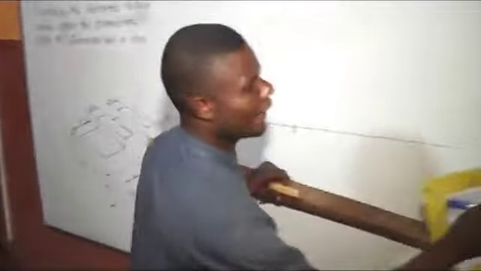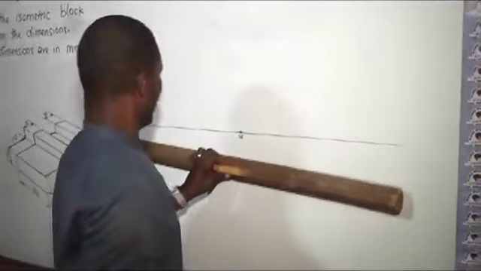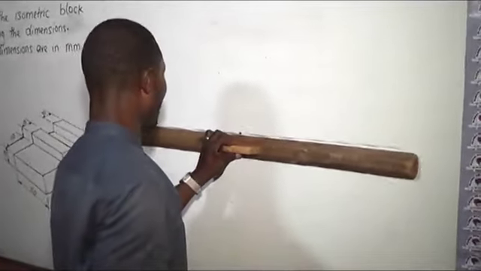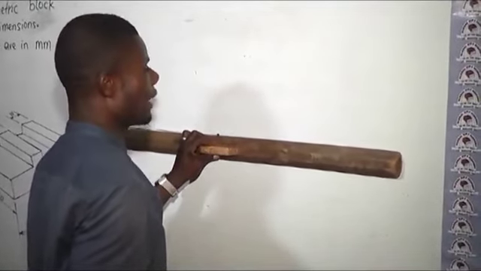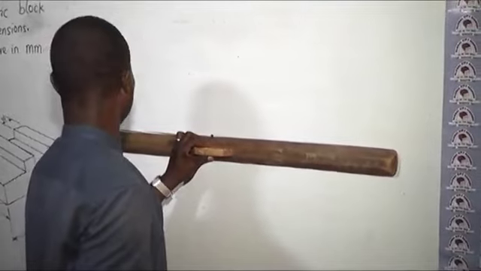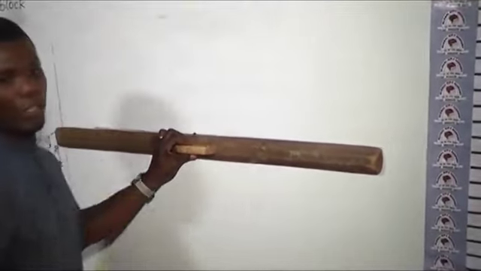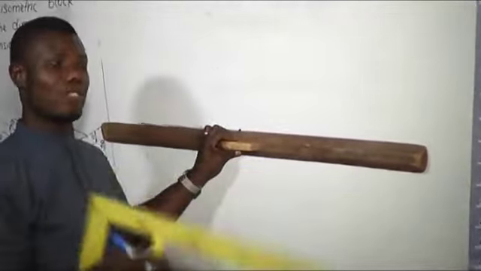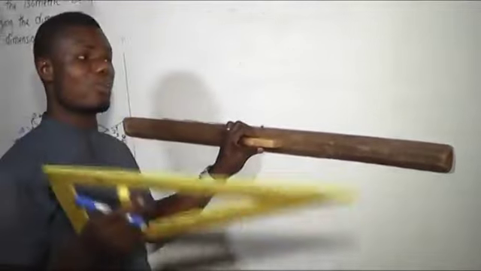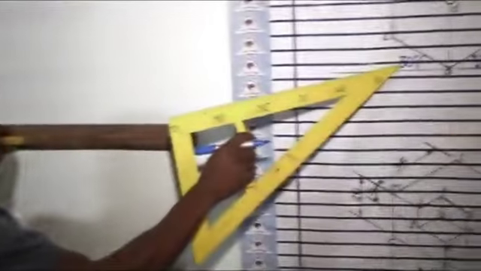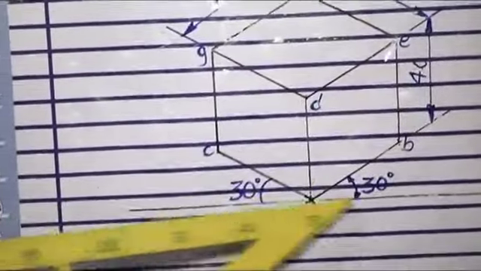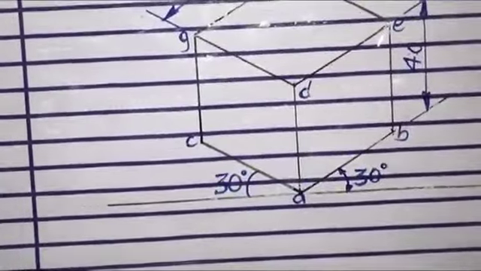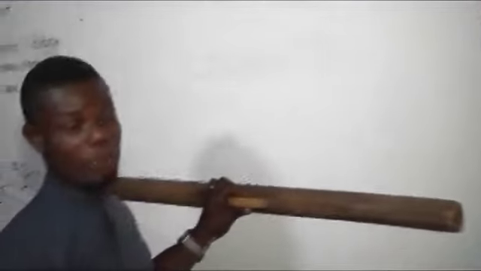So for us to draw line AD here, you set your ruler so that it corresponds to that horizontal line that you've drawn. When you've done that, you pick your set square. Remembering we are dealing with isometric, and when you are drawing isometric, you must make use of angle 30. You can see we have 30 degrees here, 30 degrees here, and the other vertical line, which is perpendicular to this, is angle 90 degrees. So make use of angle 30 degrees and 90 degrees only for isometric drawing.